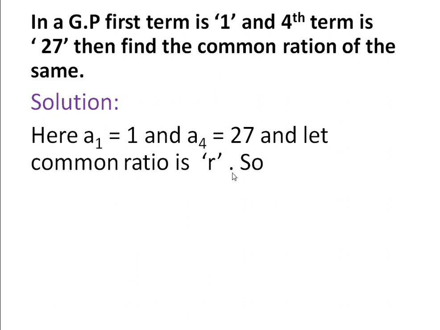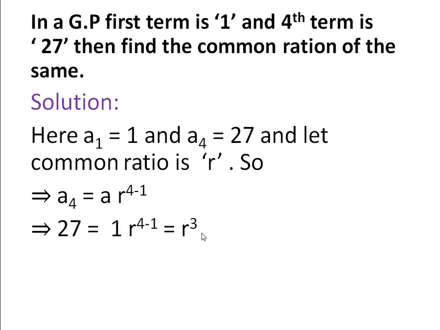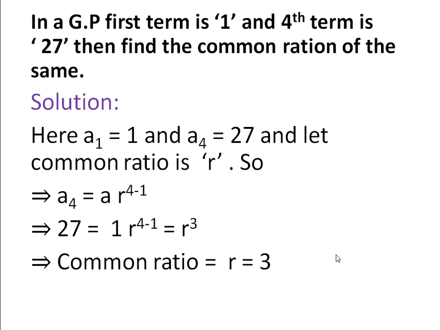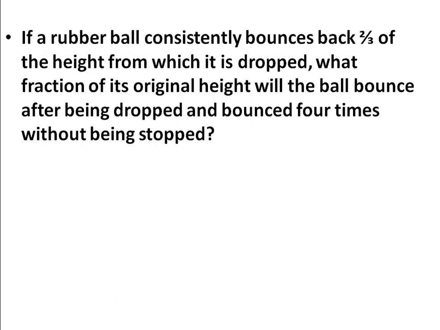Common ratio is R. So A4 is equal to... you can apply this and you can get R to the power 3. So it is 3, that is all. So the common ratio is 3, very simple. By applying this in the formula, you can get it. So common ratio R is equal to 3, right?